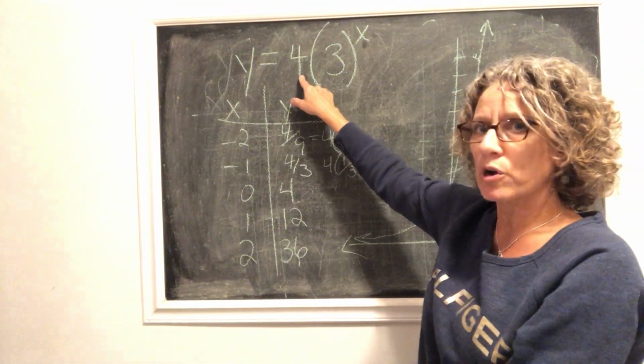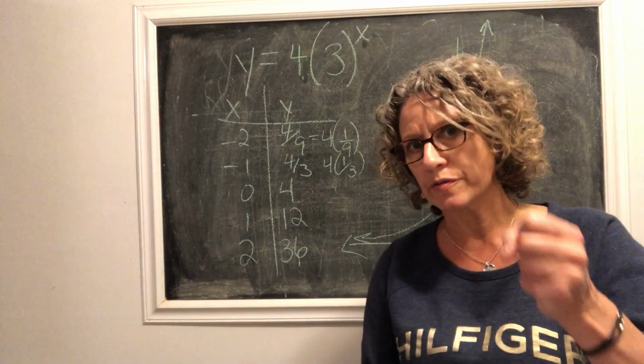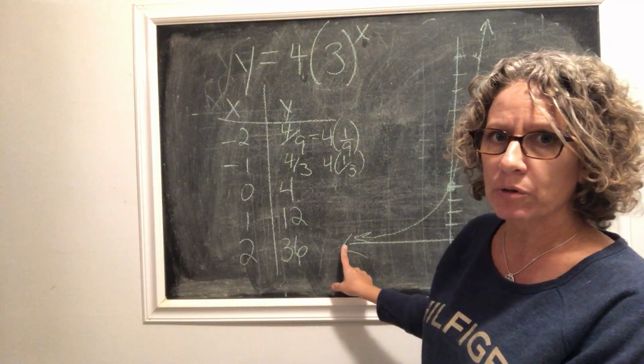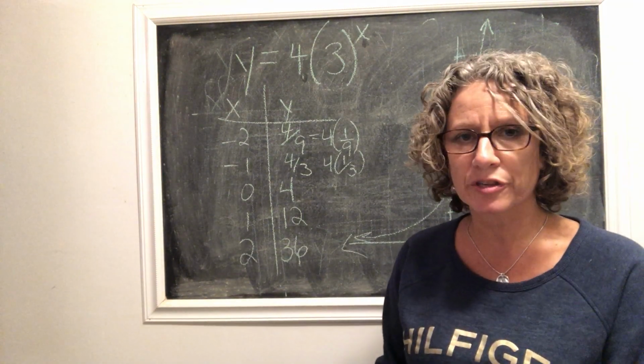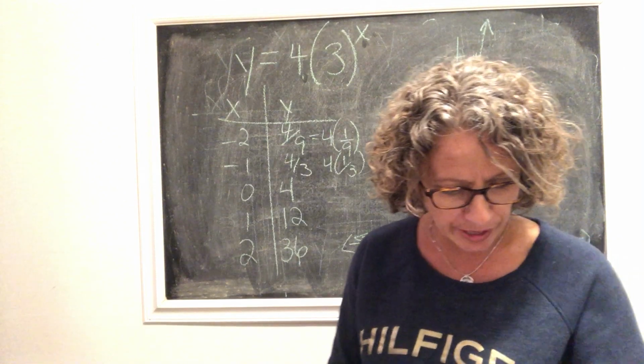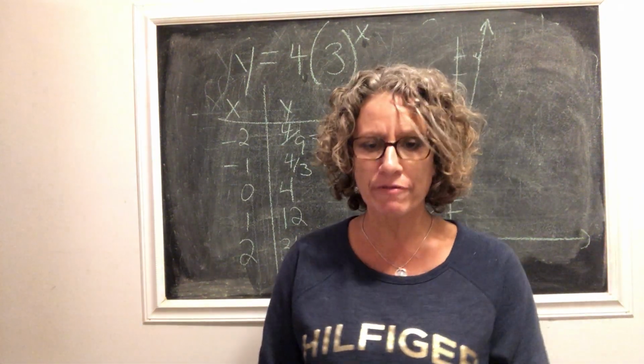So this 4 coefficient is a vertical stretch of the graph, but the asymptote remains y equals 0, which means our range of the function also remains y greater than 0. Okay, so that's kind of the basics of graphing.